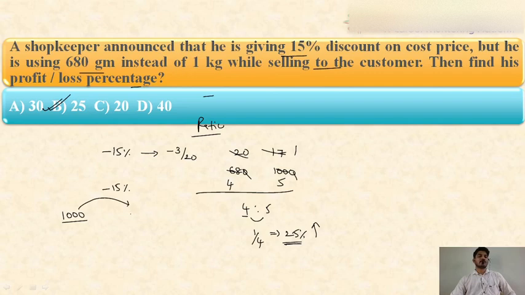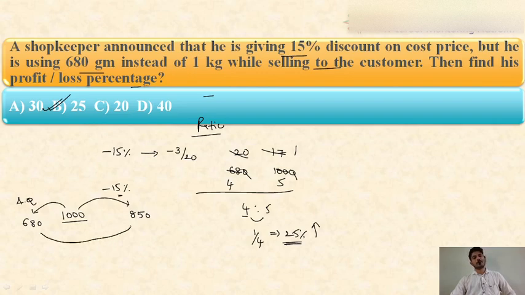What is 15 percentage of 1000? 15 percentage of 1000 means 850. But he is giving only 680 grams. Instead of giving 1000 grams, he is giving only 680 grams here. This is the actual quantity getting to the customer, and the shopkeeper is selling that he is giving 15 percentage discount to the customer here.